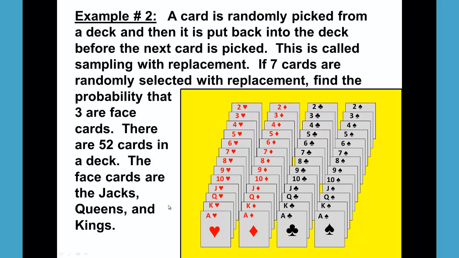Example number 2. A card is randomly picked from a deck, and then it is put back into the deck before the next card is picked. This is called sampling with replacement. If 7 cards are randomly selected with replacement, find the probability that 3 are face cards. There are 52 cards in a deck, and the face cards are the jacks, queens, and kings. And on our screen, we do have a picture of a deck of cards.